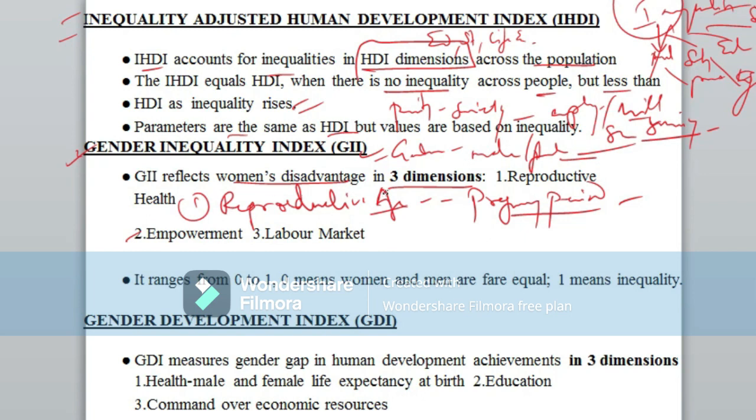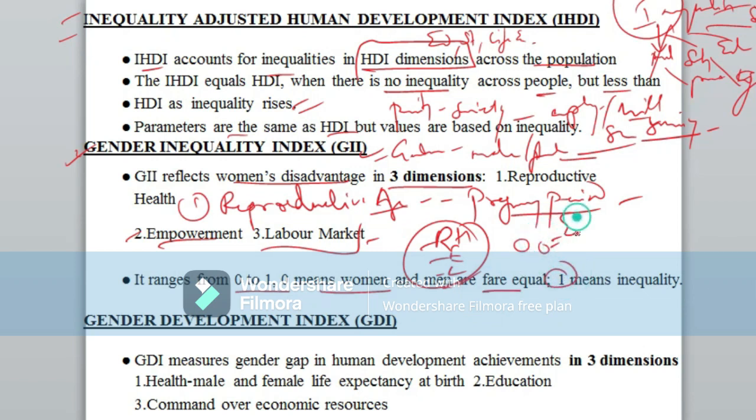So it considered three main factors. The first dimension is reproductive health, second empowerment, and third the labor market. Keep in your mind RH, E and L. It is short for reproductive health, empowerment of women, and the labor market. Now it ranges from 0 to 1. 0 means women and men are fairly equal, and 1 means inequality. When both are at 0 level, then both are considered to be equal in nature.